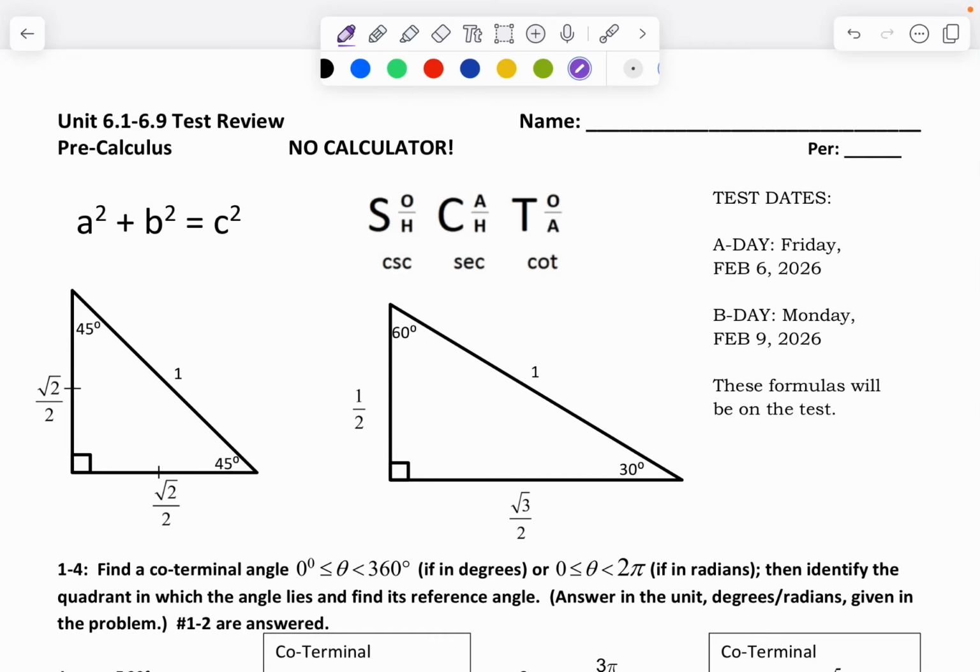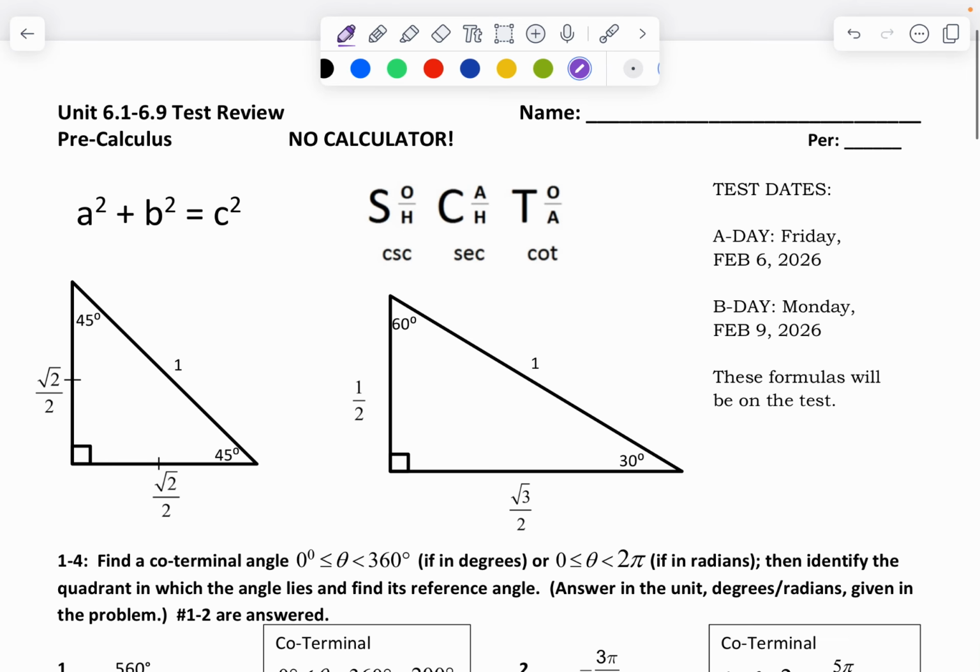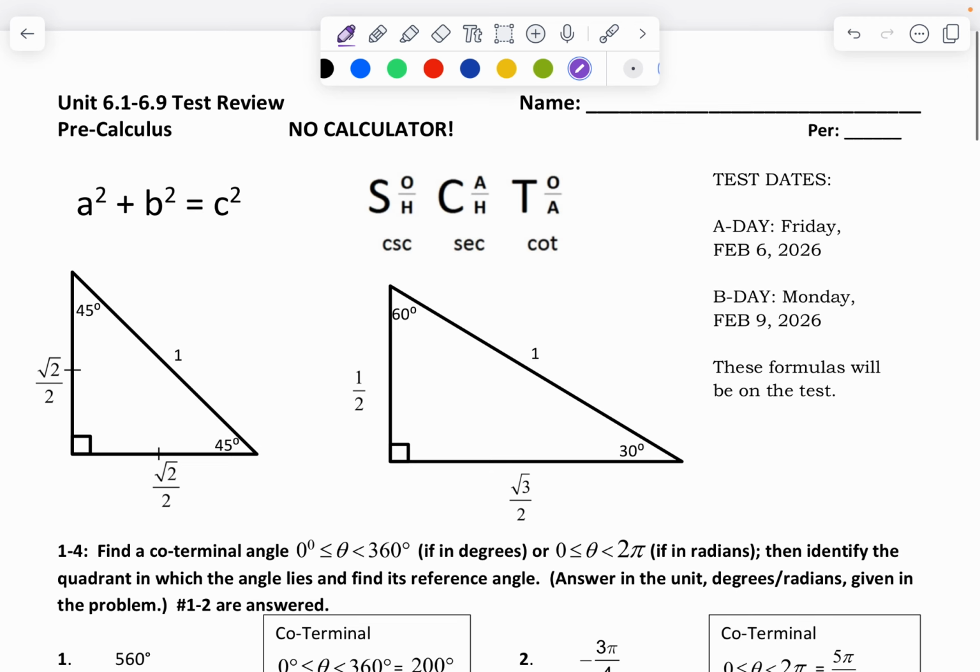I am bringing you the 6.1 through 6.9 test review. This entire test is no calculator, and all that you will be provided is what's at the top of this sheet. So you will need to know your unit circle. You will need to be able to create it using degrees and using radians. So honestly, as soon as you get your test, that's the first thing I would do: anywhere you have space, get that out of your brain and onto paper so that you can refer to it during your test.